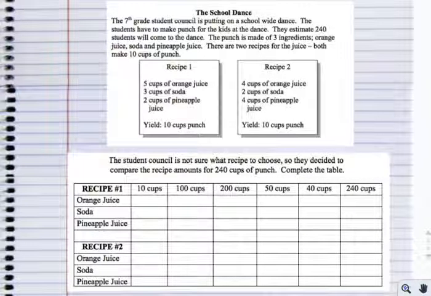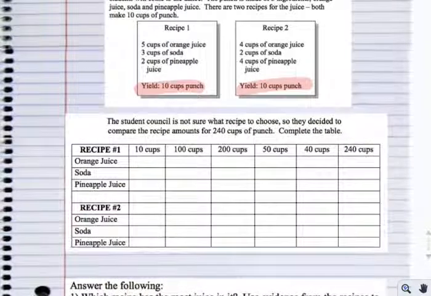There are 2 recipes for the juice. Both make 10 cups of punch. So the fact that they both make the same amount of juice is important for us to think about. It says the student council is not sure which recipe to choose, so they decided to compare the recipe amounts for 240 cups of punch.